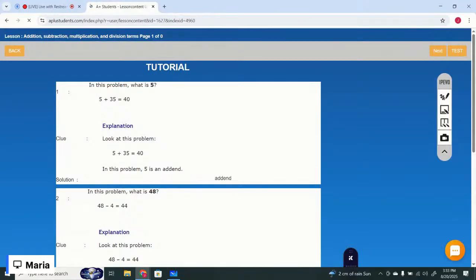Okay, in this problem, 5 plus 35 is 40. So 5 and 35 are the addends and 40 is the sum. So addend it is.